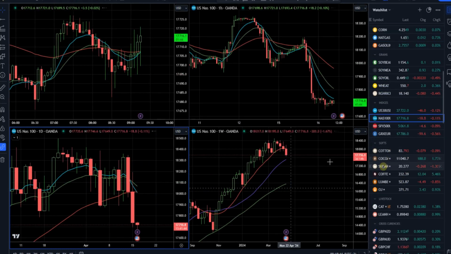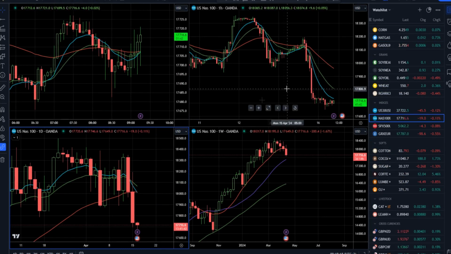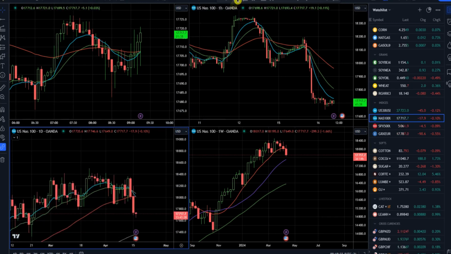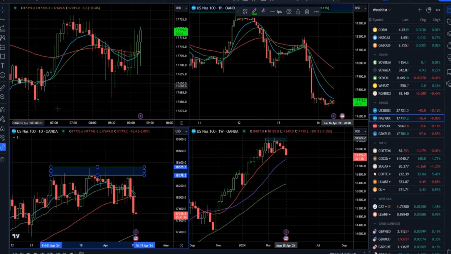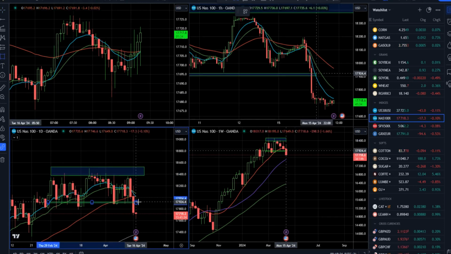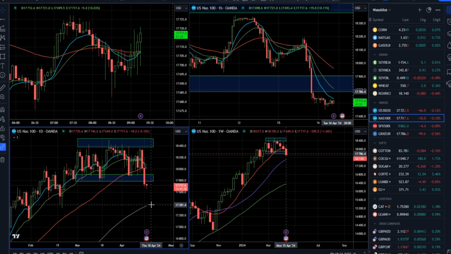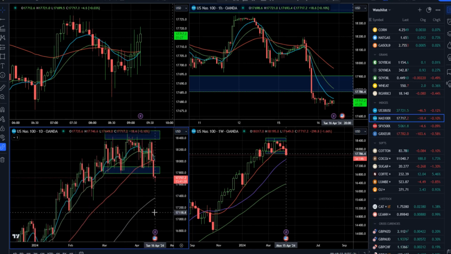And on the NASDAQ 100, what we can see here is that there was a downside break. This is a consolidation that has been developing for many weeks at this point, and we had a downside break yesterday. So there is a chance for a further downside movement towards the 17,400 mark and then the 17,150 mark.